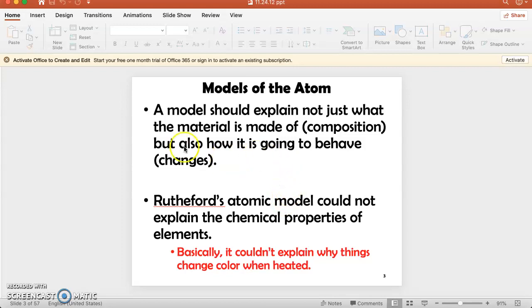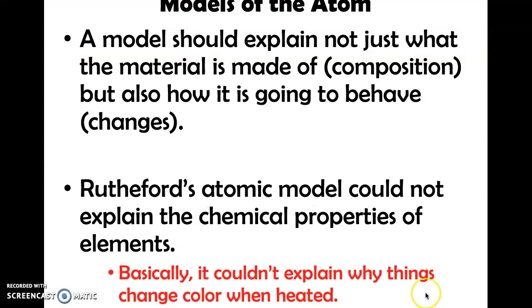So we're looking here at models. And let me see if I can make this go into projection mode here. There we go. So models of the atom. There was a man named Ernest Rutherford who developed an atomic model early on. However, his model was incomplete. It gave us some good starts, but he could not explain the chemical properties of the elements. And so basically couldn't tell us why things would change color when heated or why light was given off, those type of things in reactions.